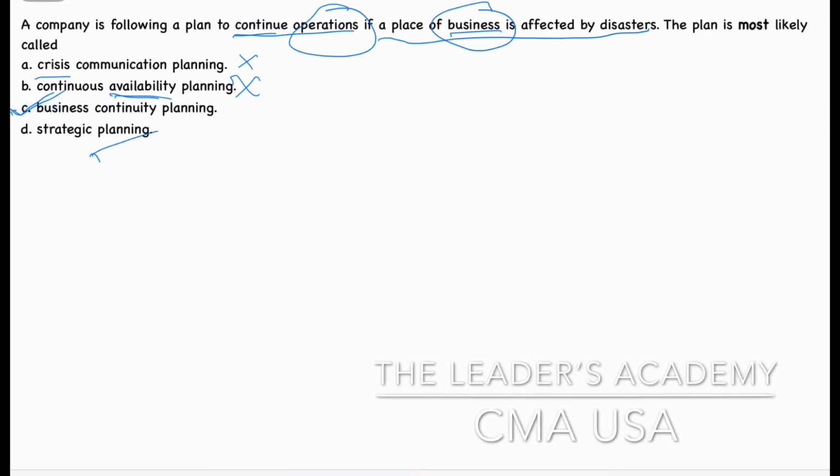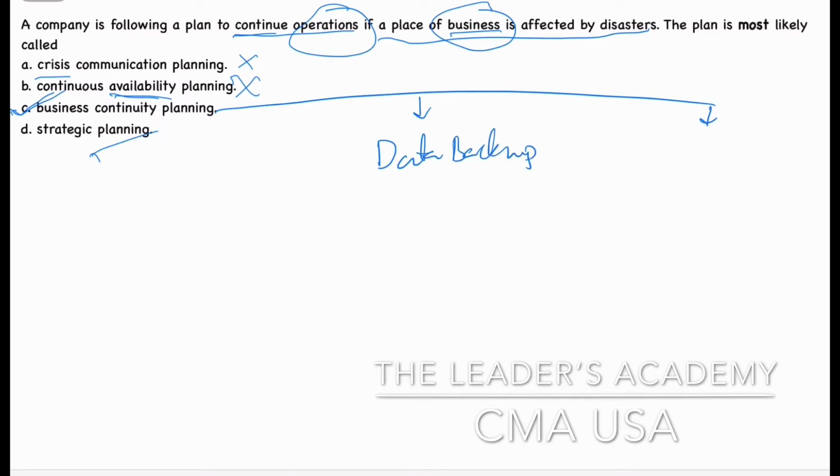This business continuity planning, let's divide it more. It is divided into two different parts. One is data backup and the other one is disaster recovery. Data backup policies and procedures and disaster recovery policies and procedures. Are you getting my point? Data backup and disaster recovery.